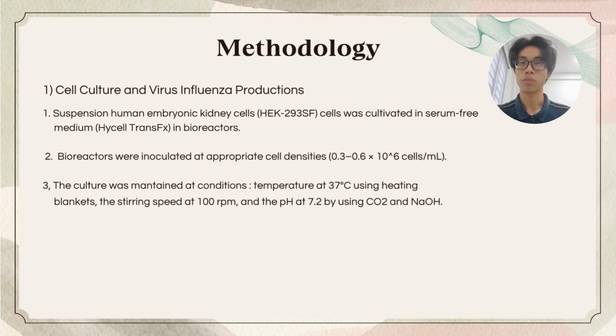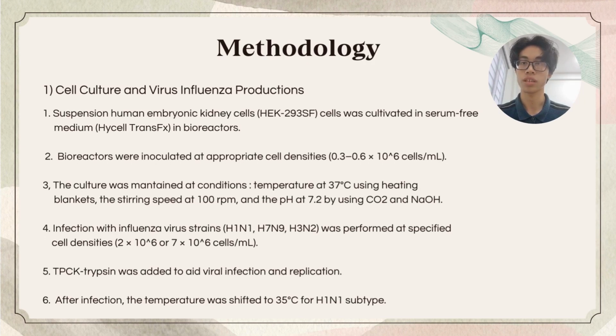The first step of the methodology is the production of cell culture and influenza virus. Suspension human embryonic kidney cells were cultivated in serum-free medium using bioreactors. The bioreactors were inoculated at cell densities between 0.3 and 0.6 million cells per milliliter. The culture was maintained at 37 degrees Celsius with a stirring speed of 100 rpm and a pH of 7.2, using carbon dioxide and sodium hydroxide for adjustments.